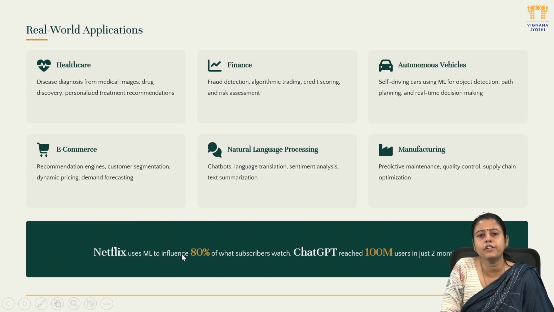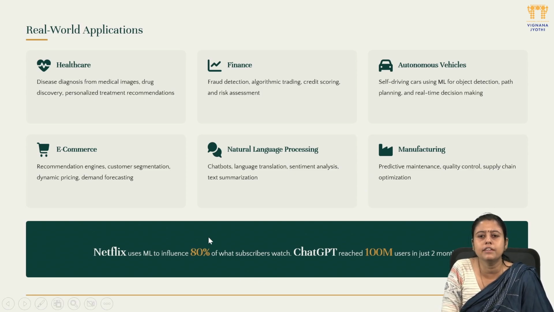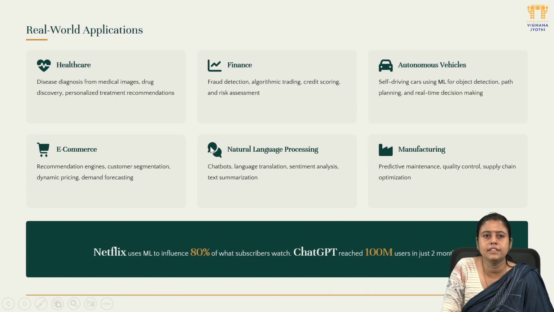Here is a case study: Netflix uses ML to influence 80% of what subscribers watch. When you are watching Netflix continuously, they find what type of content you are watching, and they give you more of that type of content. ChatGPT reached 100M users in just 2 months. Nowadays even for small suggestions we check ChatGPT.